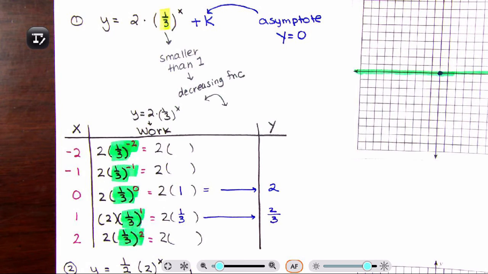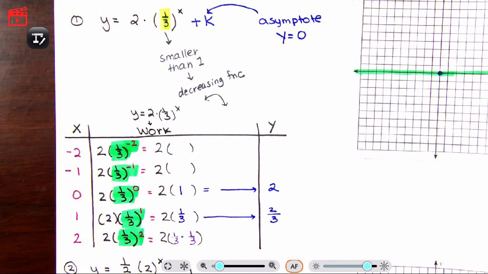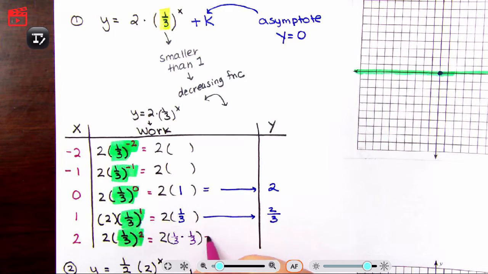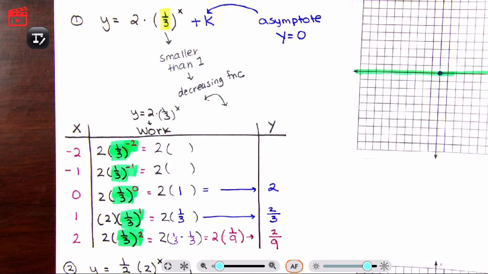Now I'm going to go back and figure stuff out here. This is 2 to 1/3. I'm going to choose to do my positive values first. That means I have 1/3 times 1/3. The exponent is 2, so that means I write my base twice. So that means I have 2 times 1/9. And that means I have 2/2. I said 2/2. Get it, 2/2? It's not 2/2. It's 2/9.